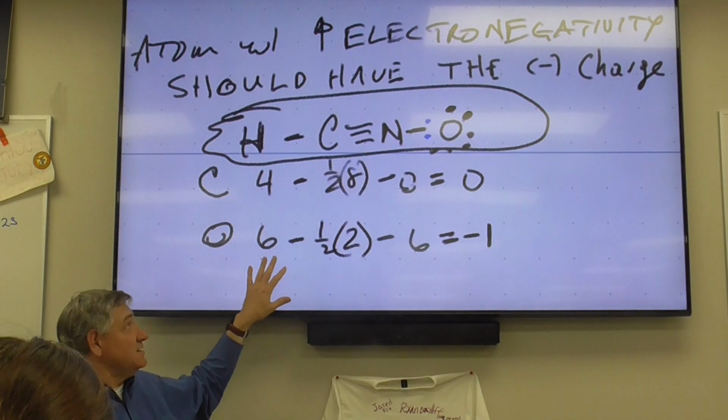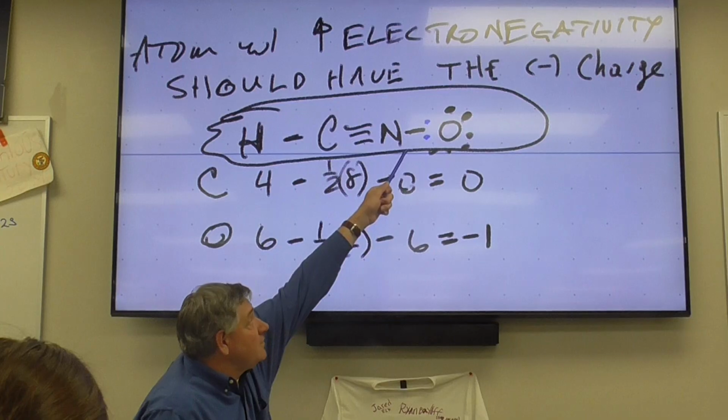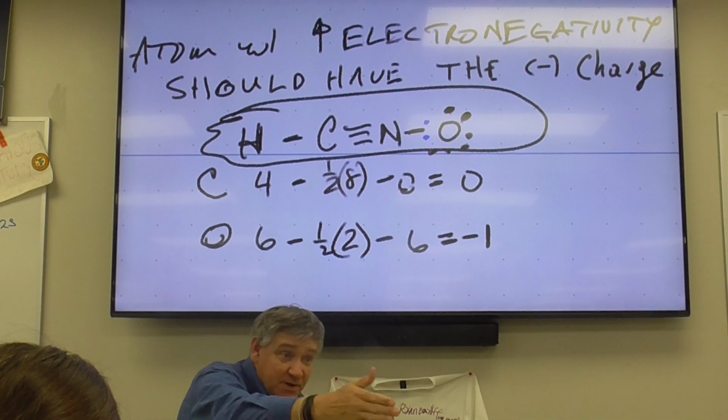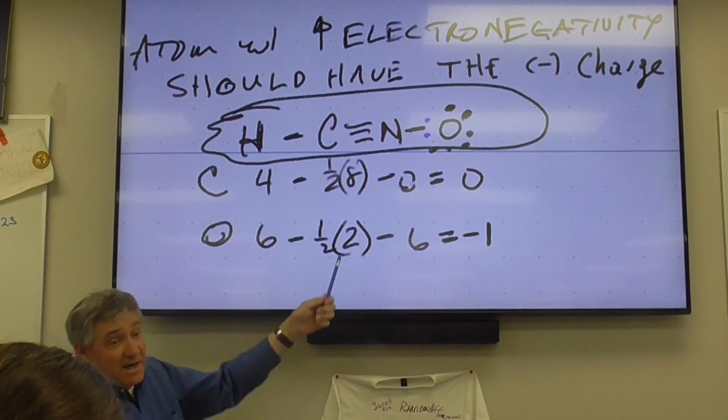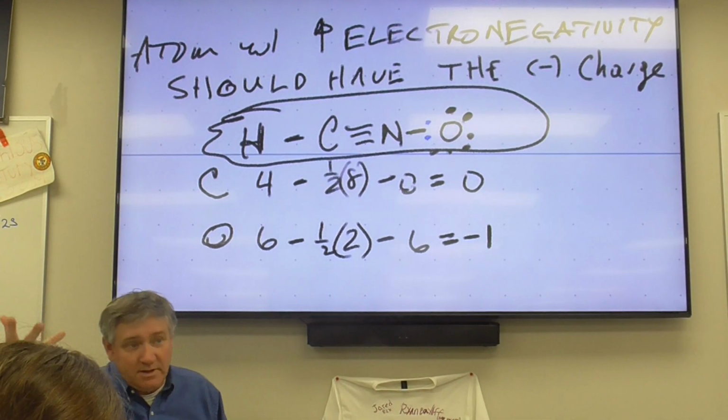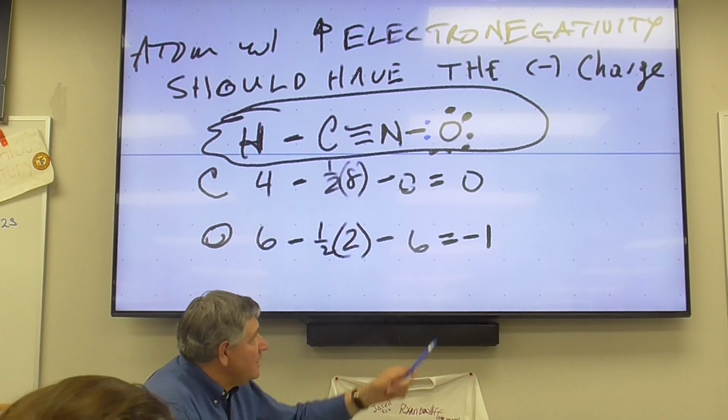Oxygen has 6 valence electrons. It's only forming one bond with the nitrogen, okay? And again, we can go with the Cohen method and just go, oh, that's just one, or you can go with the technical version and go, oh, that's half of 2. Either way, you end up with the same thing.